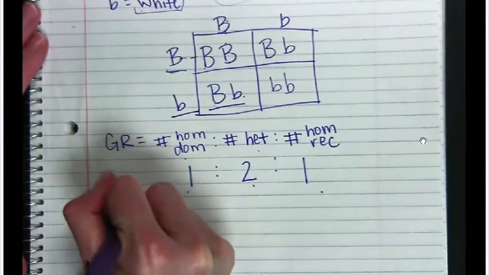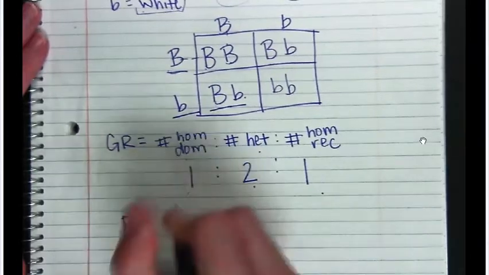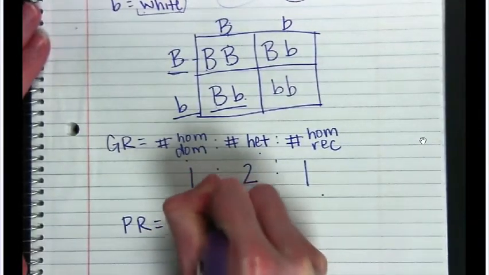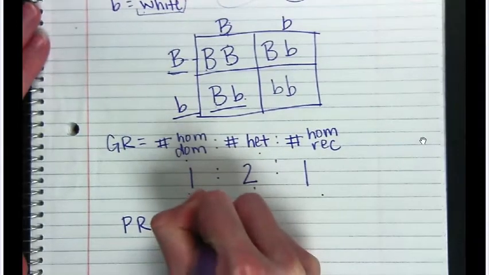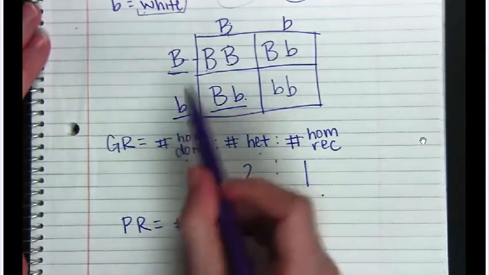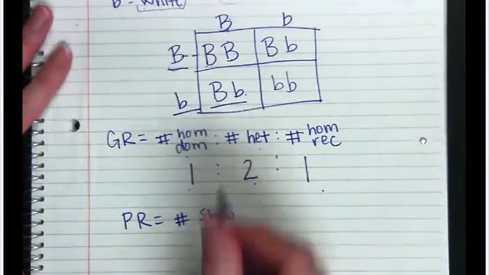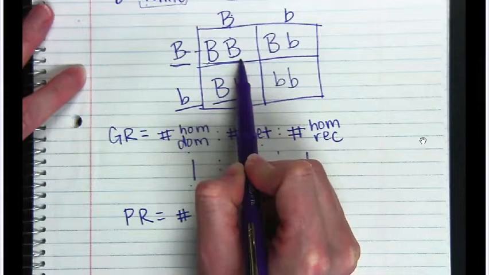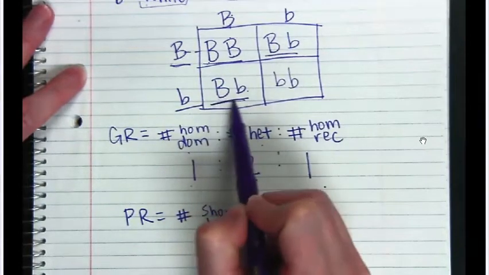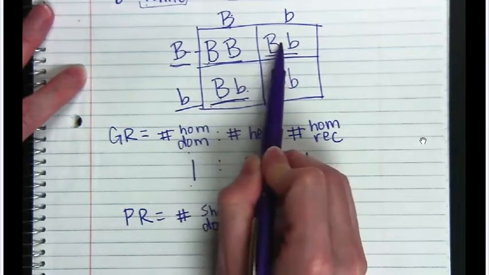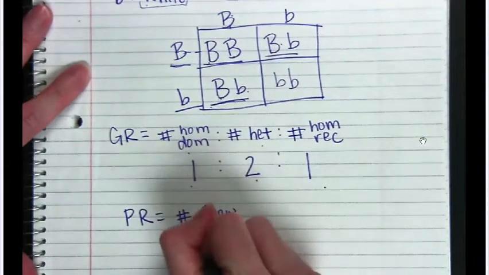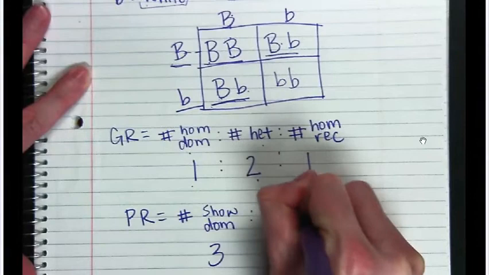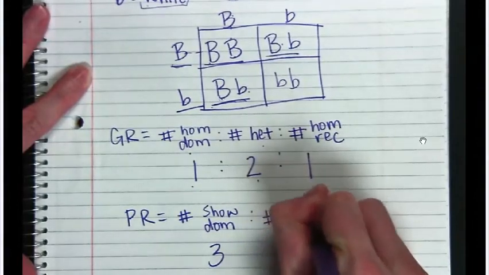Phenotypic ratio is just a little bit different. It's the number that show the dominant trait. That means any of them that have that dominant trait, in this case, brown fur. So how many is that? This one is going to be brown because it's got 2 dominant alleles. And then these 2 will be brown as well because each of them has 1 dominant allele. So that's 3. And then it's the number that show the recessive trait.